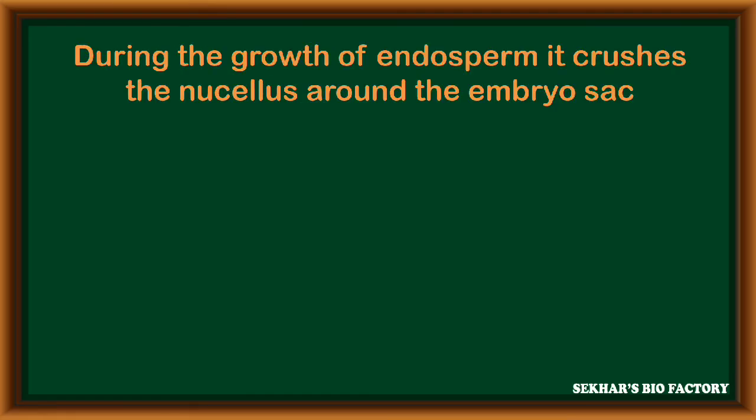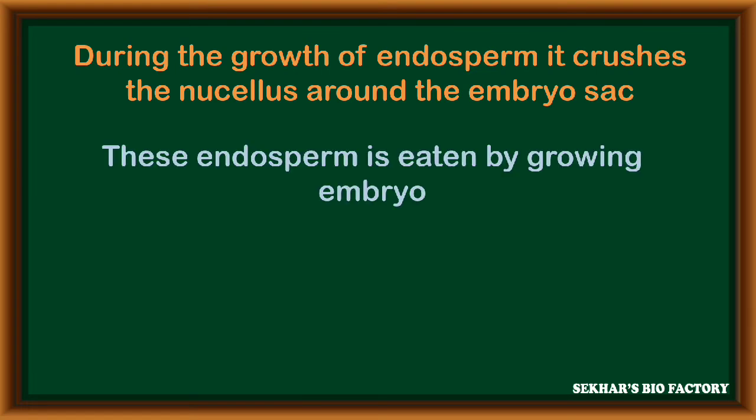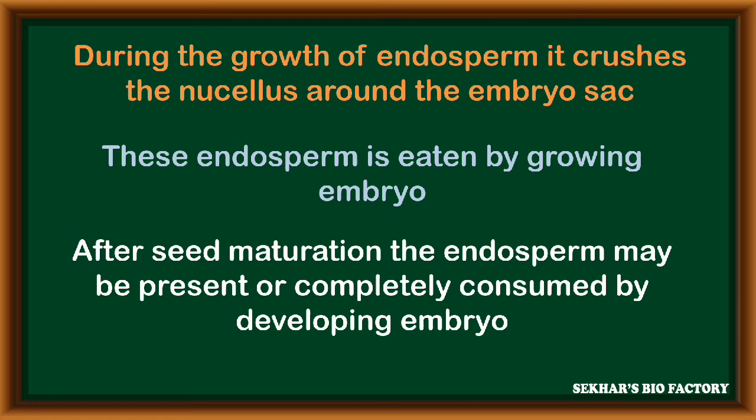During the growth of endosperm, it crushes the nucellus tissue present around the embryo sac. Why? Because embryo sac development takes place by receiving food material from the surrounding nucellus tissue. The endosperm after fertilization is completely or partially eaten by the growing embryo. After seed maturation, the endosperm may be present or completely consumed by the developing embryo.